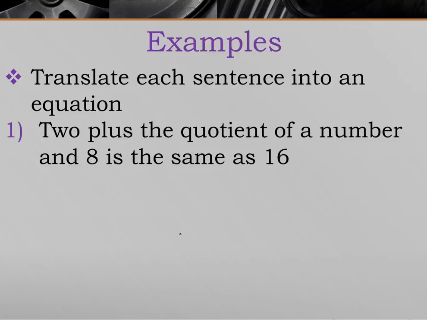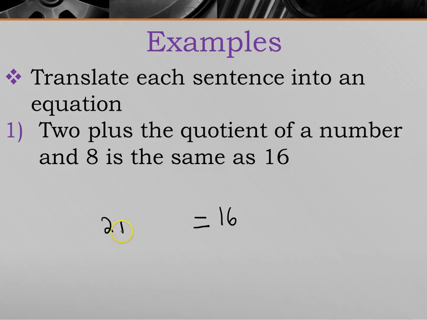2 plus the quotient of a number and 8 is the same as 16. So is the same as is our equal sign. The only thing to the right of that is 16. So now this 2 plus the quotient of a number and 8 is our left-hand side. 2 plus the quotient of a number.